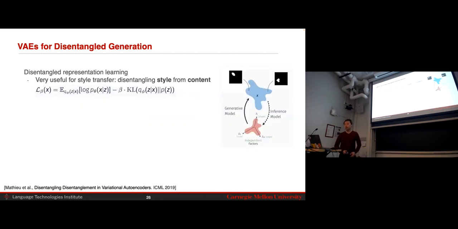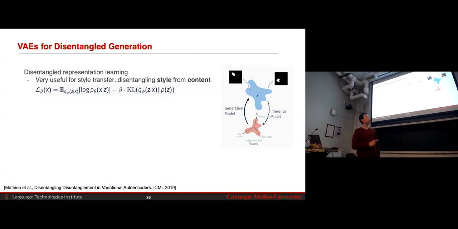How do you do this? Again, the two terms that you have, one is a reconstruction term: how well my input data X goes to latent variables and reconstructs my data X. That's the first term. That's not going to change. But you can essentially play with the second term in order to get better disentanglement.